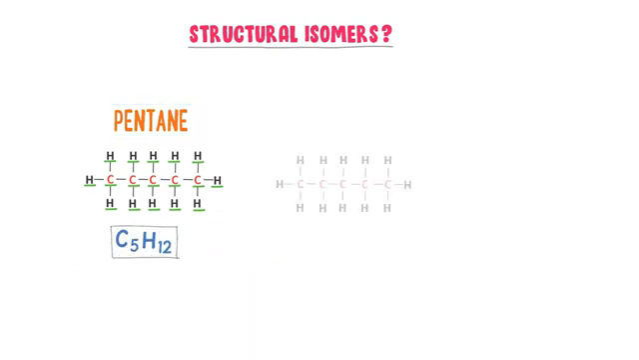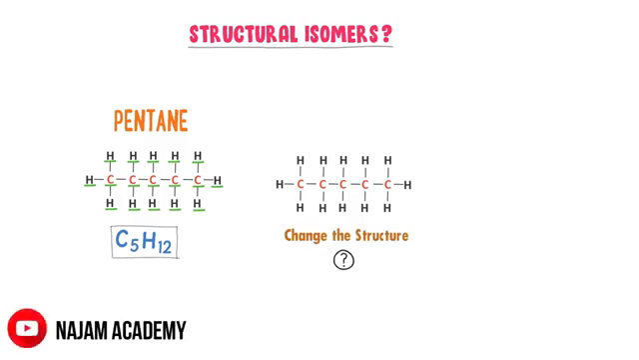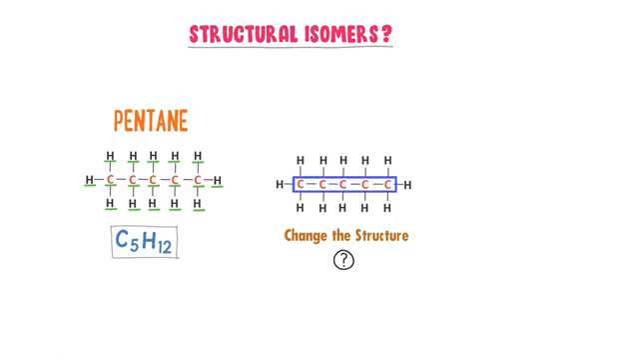Now again consider this pentane. I am interested in changing the structure of this pentane. Can you guess how I can change it? Well, there is one way. I should cut the long chain of carbon atoms. I mean changing the arrangement of carbon atoms.